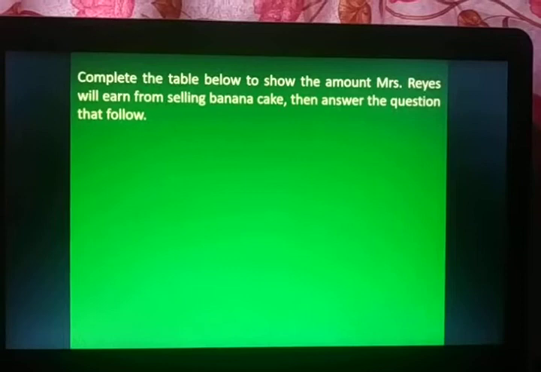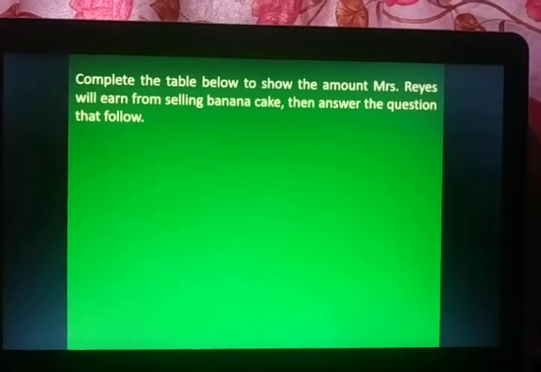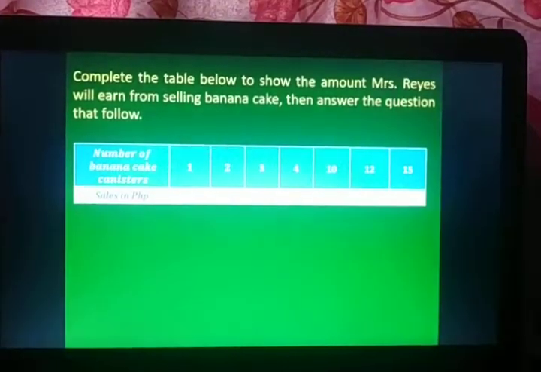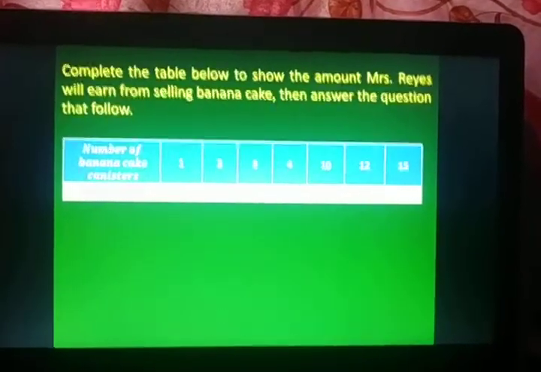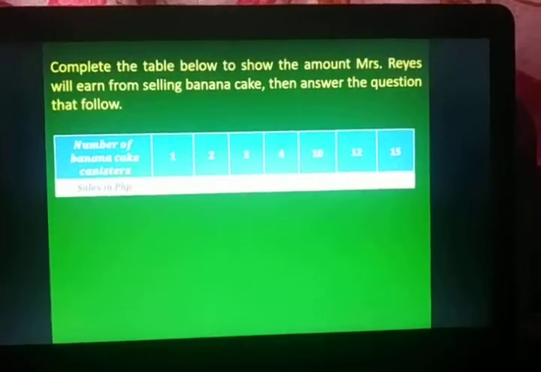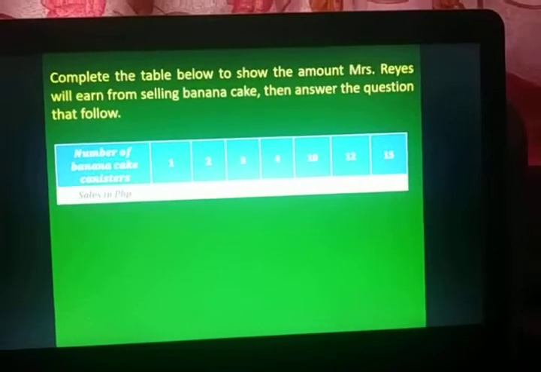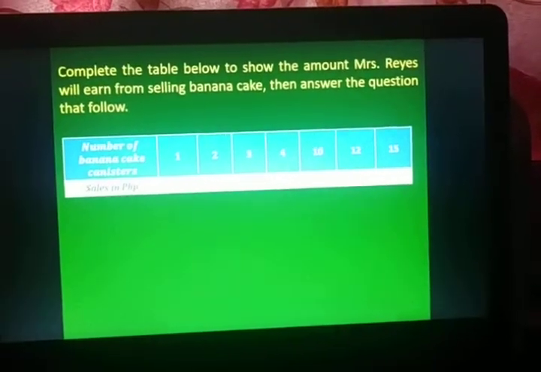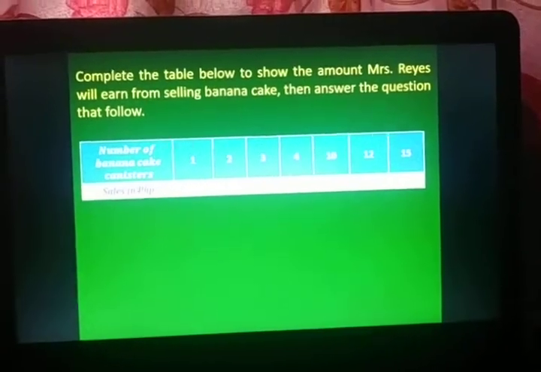Understand the problem. Now we understand that, so let's make a plan. Let us complete this table of Mrs. Reyes' earnings from selling banana cake. Now we'll have many columns. The first row is the number of banana cake canisters that Mrs. Reyes made, and the second row, the sales in Philippine pesos.